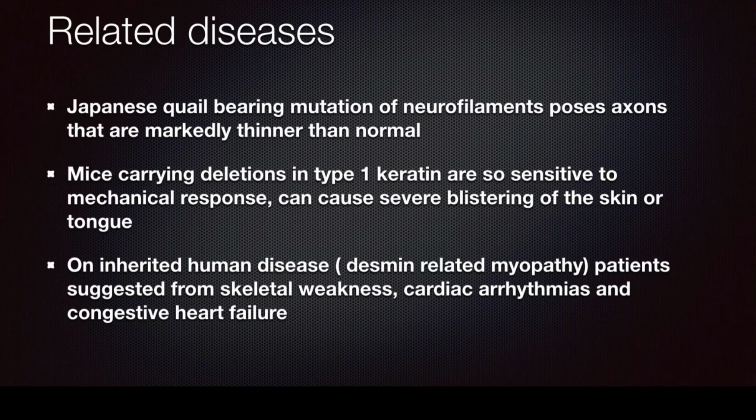Related diseases. Japanese quail bearing a mutation of neurofilament possess axons that are markedly thinner than normal. Mice carrying deletions in type 1 keratin are so sensitive to mechanical stress that they can develop severe blistering of the skin or tongue. In an inherited human disease, desmin-related myopathy, patients suffer from skeletal weakness, cardiac arrhythmias, and congestive heart failure.